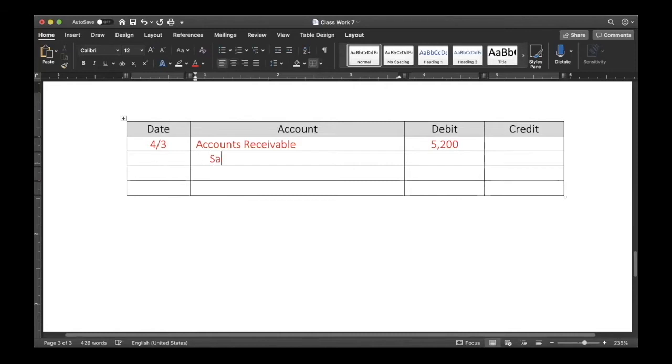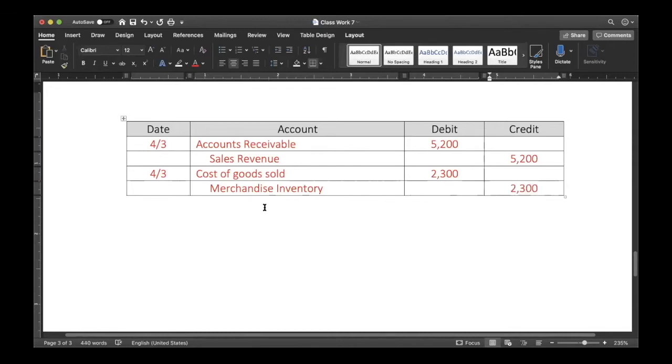The credit would be sales revenue of 5,200. We have to account for the merchandise we're selling. The second entry for the same transaction would be cost of goods sold for our cost, which would be 2,300. And the credit would be merchandise inventory of 2,300. That's what it would look like.